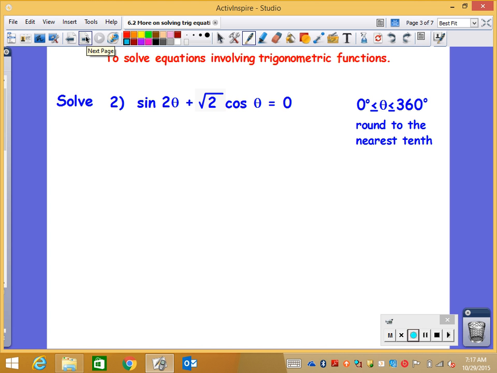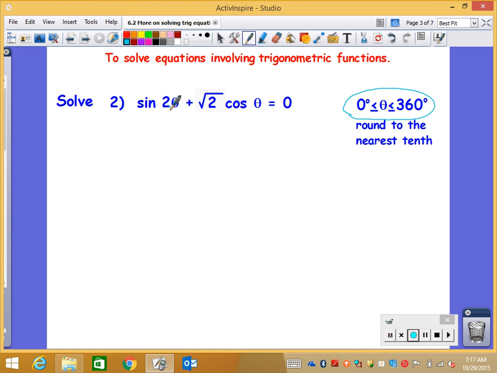Ooh, this one looks like fun. Sine of 2 theta plus root 2 cosine theta equals 0. Now notice right away I'm in degrees, so my answer is in degrees. I cannot answer this right now because this has a 2 theta. I cannot solve an equation that has a 2 theta in it. I have to switch it over to regular theta.